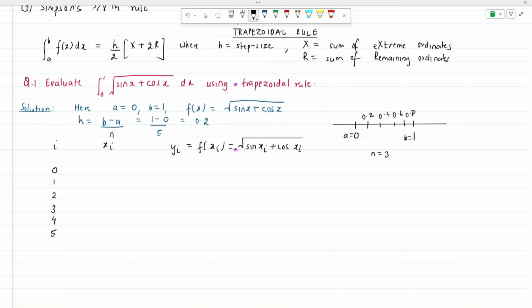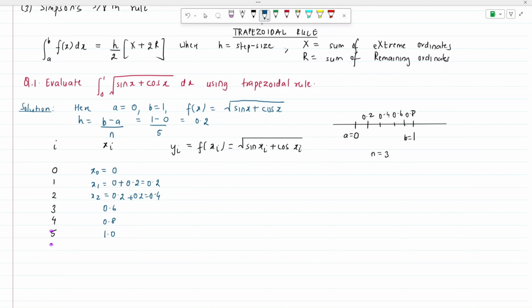Now xi, in this case the first one is going to be x0. So x0 is nothing but a, which is 0. Then x1 is going to be 0 plus the step size, which is 0.2, which gives us 0.2. Then likewise x2 is going to be the previous number x1 plus step size, which gives us 0.4. On similar grounds, we'll get x3 as 0.6, x4 as 0.8 and finally x5 as 1.